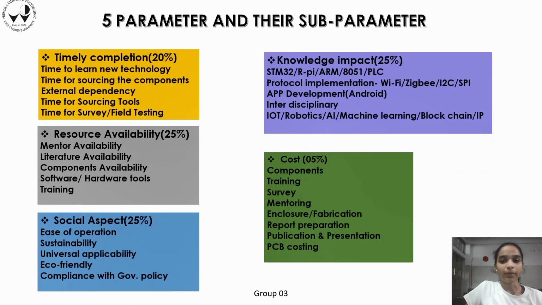These are my 5 parameters and their sub parameters. First one is timely completion. Second one is resource availability. Third one is social aspect. Fourth one is knowledge impact. And fifth one is cost.